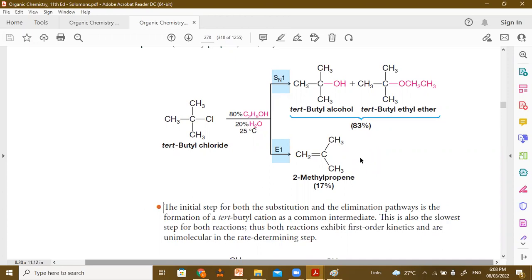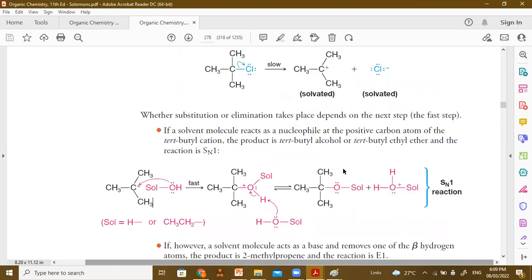But if you want to proceed with the elimination reaction, having a particular product in mind, of course, later we'll see the reaction conditions in such a way that we'll be able to prefer the elimination reaction. So what is the mechanism for the SN2 reaction?